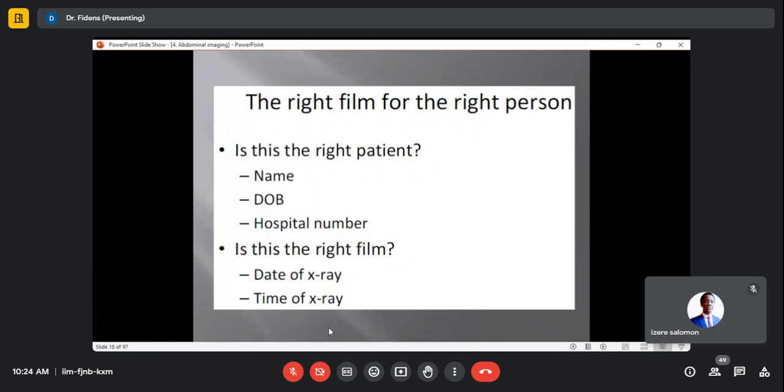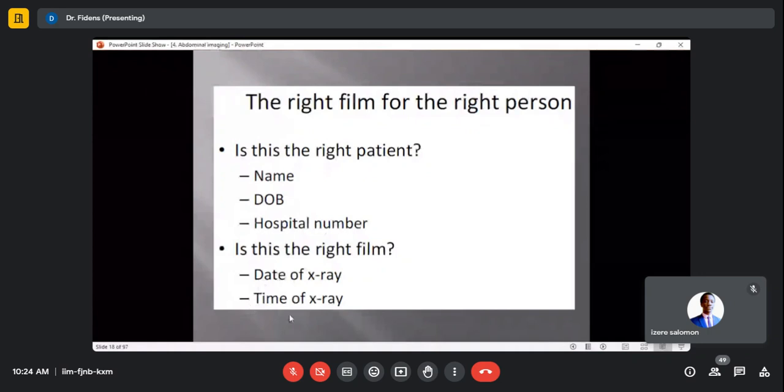That's number one. In identification, you remember the name, date of birth, age. It's better to use age, a hospital number, the date of X-ray, the time of X-ray or radiograph. So those are important things you have always to check before you start interpretation.